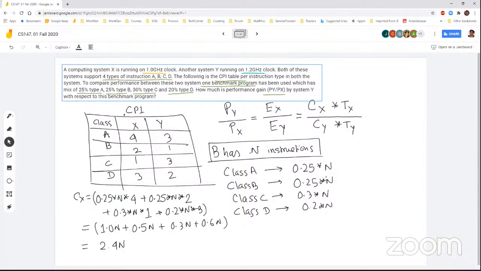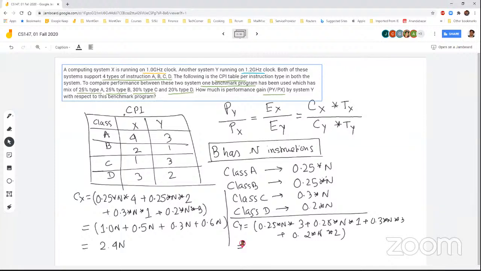Similarly, we can calculate the CY, which is 0.25 multiplied by n multiplied by the system-wide CPI for A, which is 3, plus 0.25 multiplied by n multiplied by 1, plus 0.3 multiplied by n multiplied by 3, plus 0.2 multiplied by n multiplied by 2, which is 0.75n plus 0.25n plus 0.9n plus 0.4n, which is 1.9, 2.3n. Okay, we have almost all the information.